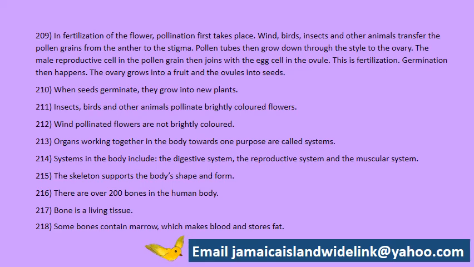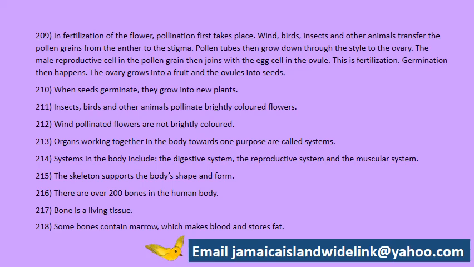Pollen tubes then grow down through the style to the ovary. The male reproductive cell in the pollen grain then joins with the egg cell in the ovule. This is fertilization. Germination then happens. The ovary grows into a fruit and the ovules into seeds.